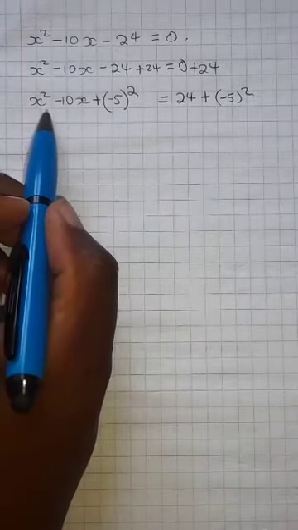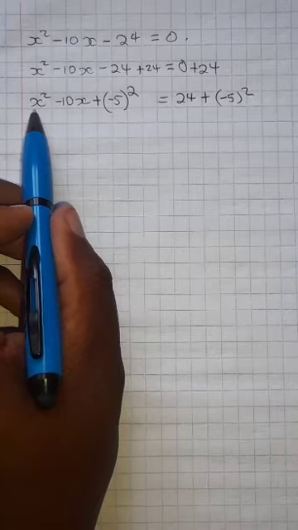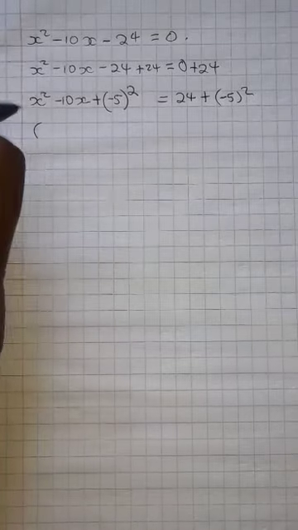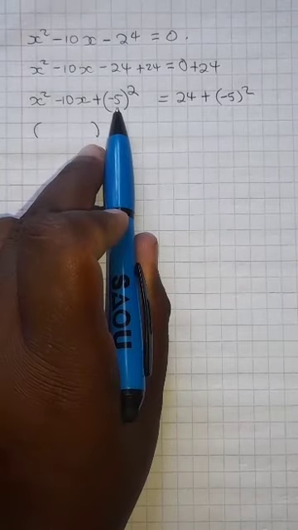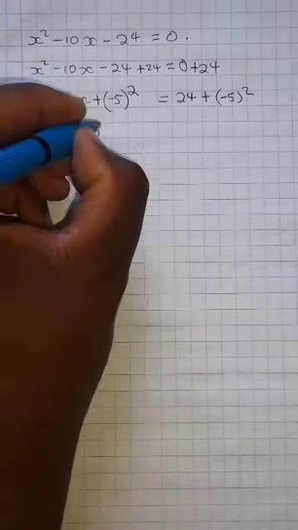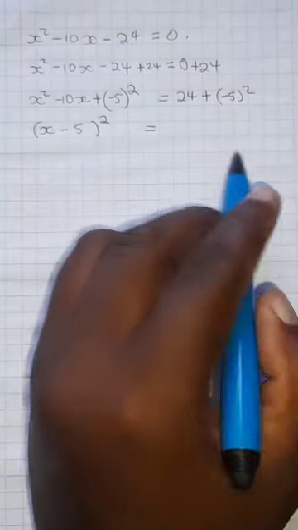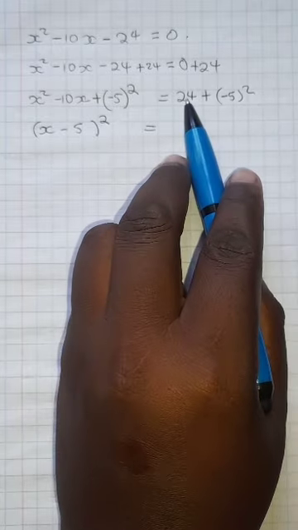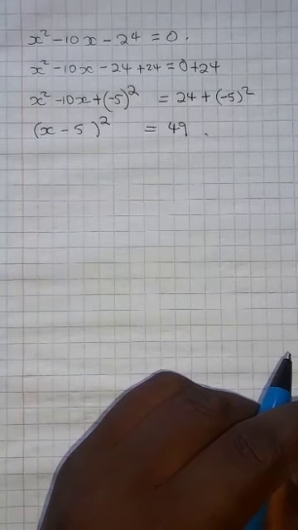Now, there is a shortcut that we can use. In actual fact, we are supposed to factorize the left-hand side, but the shorter way of doing it is to just create a bracket, and in this bracket we put the x and the negative 5. So it's x minus 5, and then this has to be squared. We are done with the left-hand side, and it's equal to, simplifying the right side, negative 5 squared is 25 plus 24 is 49.